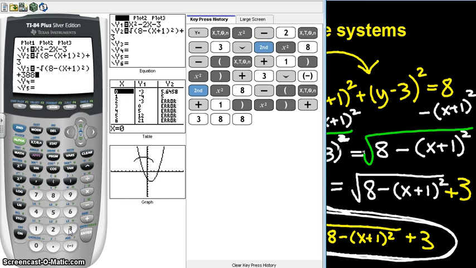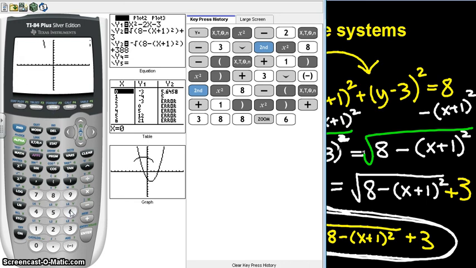All right, so I'm going to go to the graph, and I like to go to the standard viewing screen, or standard window, which says I'm going to press zoom 6 instead of graph. And now I've got my parabola, and I've got my circle, which looks like it has the entire bottom half missing. So let's see what happened here.